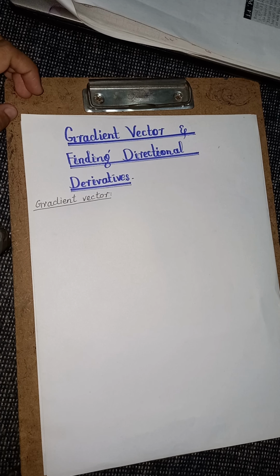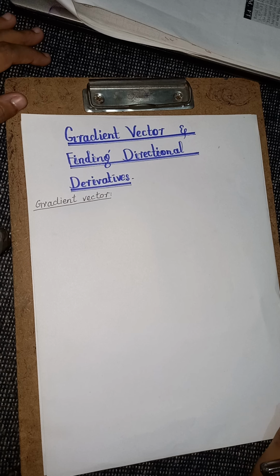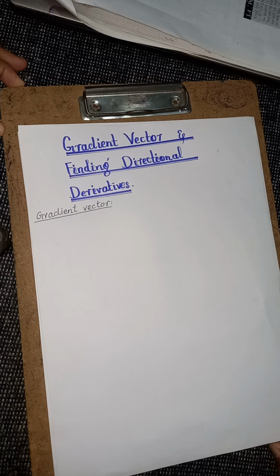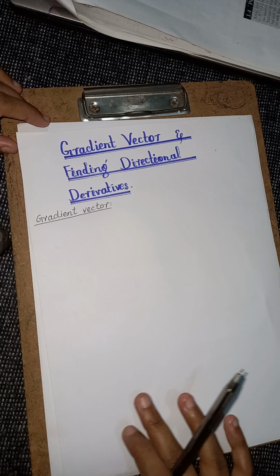Students, as you know, in the previous lecture I have discussed the formal definition for finding directional derivatives at a particular point, but in today's lecture we will talk about the idea of gradient vector and how we can use the dot product and a gradient vector at a particular point to find the directional derivatives. But before discussing directional derivatives, I have to discuss the gradient vector. Let me write its definition first.